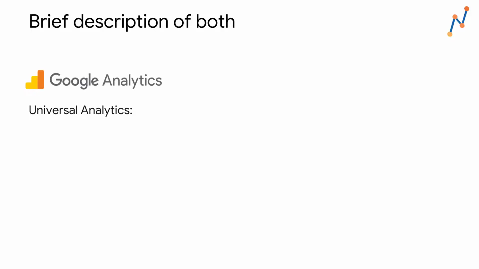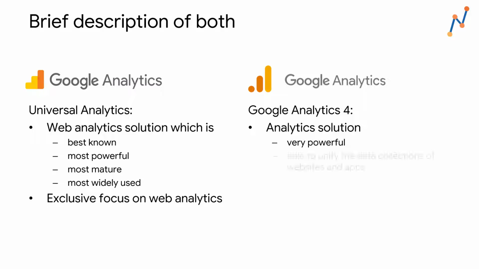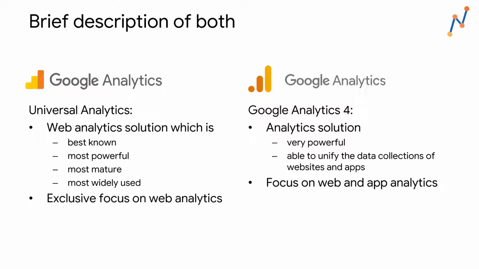So let's have a quick overview of both versions. Universal Analytics is currently the best known, most powerful, most mature, and most widely used web analytics solution on the market, with an exclusive focus on web analytics. GA4, on the other hand, is an analytics solution for websites and apps, which is also very powerful. GA4 is also able to unify the data collections of websites and apps. GA4 is officially available since 2019 and is set to become the successor of Universal Analytics. And believe me, it is not that easy to follow in Universal Analytics' footsteps.